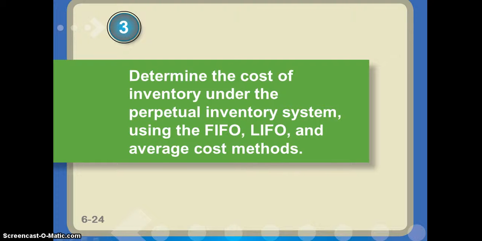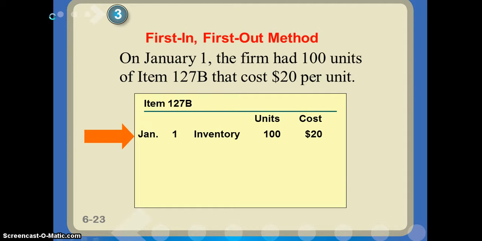Welcome back. Our goal number 3 is to be able to determine the cost of inventory under the 3 different types of inventory costing methods we discussed in the previous section. So we're going to start with some examples here. First in, first out. Remember, that means the first item we purchase, the one furthest away from today's date, is the first item we're going to sell.